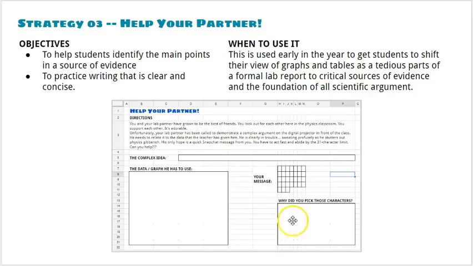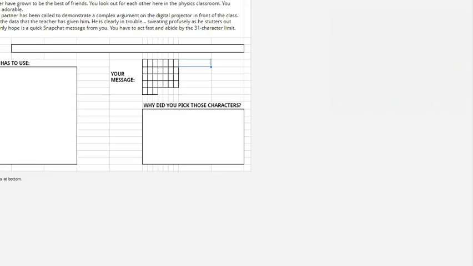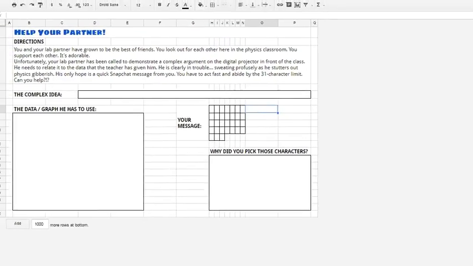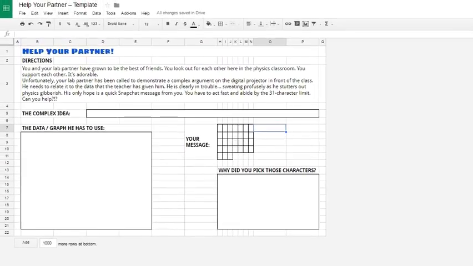And then there's a small section for the students to go ahead and write down why they picked those particular characters or that particular message. So it's pretty easy to use. This video should be pretty quick. Here's the template itself. I'm going to move my screen just a bit here. There we go. So you can see how this is going to go.